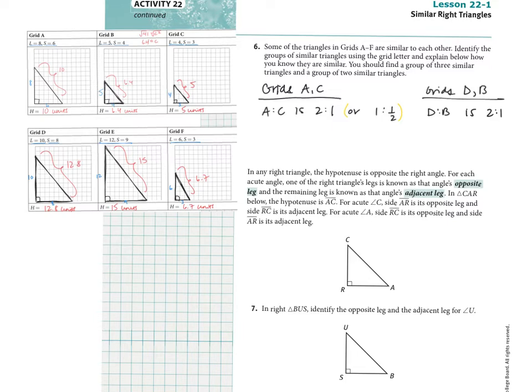All right, so looking at this, we can see that grid E has a relationship with grid C. Do you see how we go from 3 to 9, 4 to 12, 5 to 15? So I would definitely say grid C and E are also similar to each other. So we also know that if C is similar to A, then E has to be similar to A as well, probably with some type of fractional scale factor.